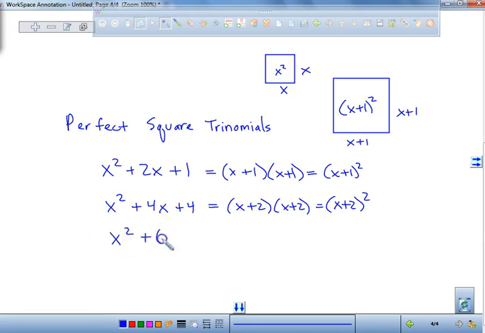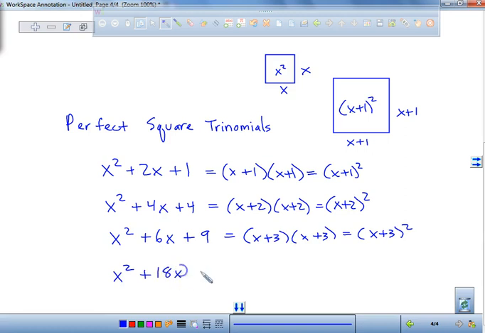If I have x squared plus 6x plus 9, what does that factor to? Hopefully you're starting to see the pattern here, people, which becomes x plus 3 squared. Now, obviously the next one I would probably do x plus 4 times x plus 4. Let's just do a trick here so you can figure it out. X squared plus 18x plus, I wonder what number I'm going to want.